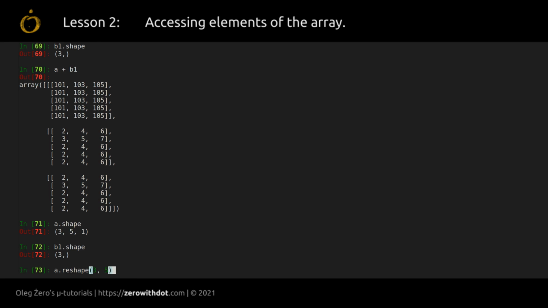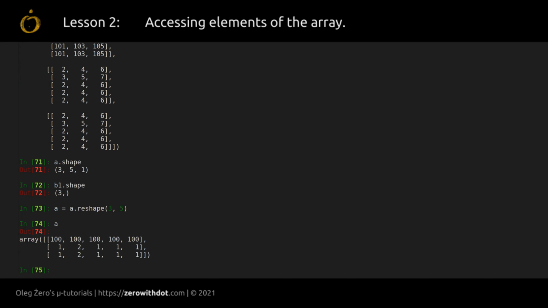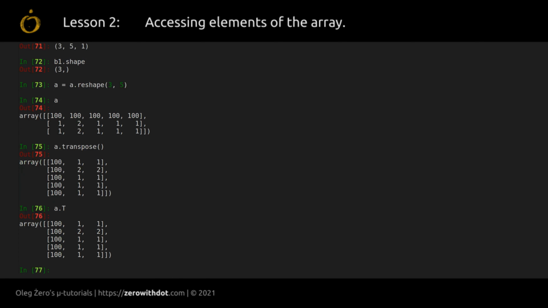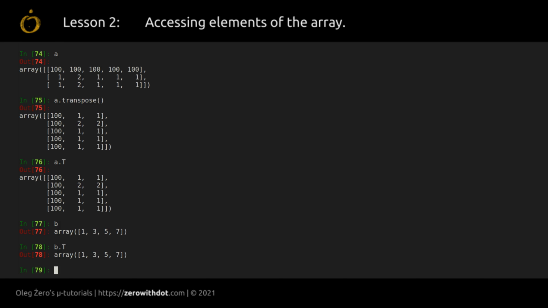3 by 5, and assign it back to A. So, okay, now that's how A looks like right now. If we have A transpose, then we flip it between 3 by 5 to 5 by 3. And the shortcut for transpose is just T to make it more mathematically pleasing, but it does the same thing. However, if we have B and we try to transpose B, it just doesn't work.